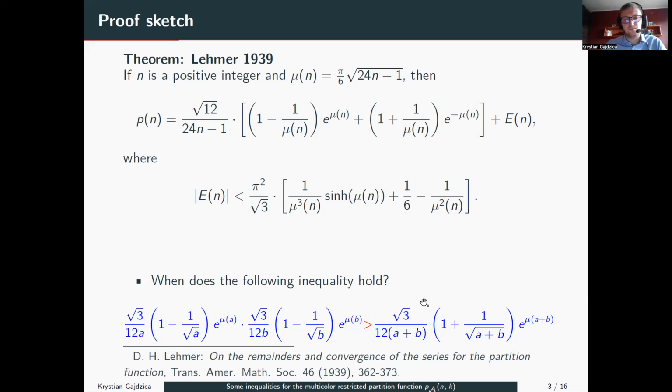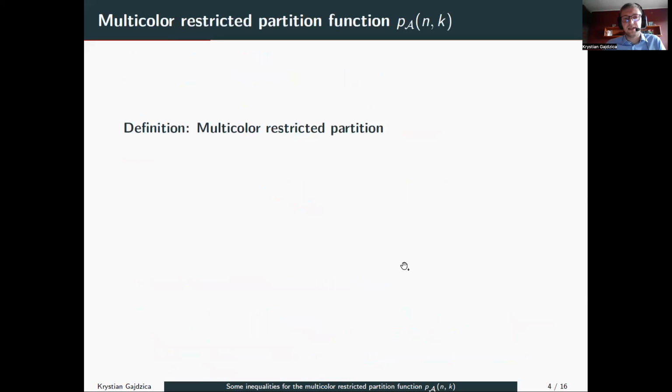Good. So what about the Bessenrodt-Ono type inequality for the multicolor restricted partition function? And what exactly is a multicolor restricted partition function? So let me define at the beginning the multicolor restricted partition.